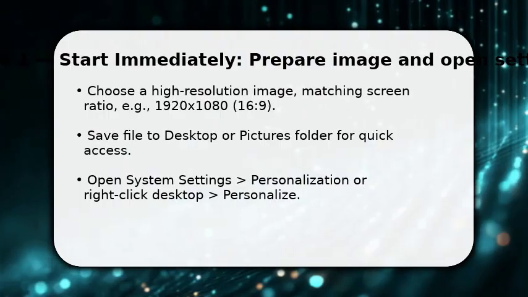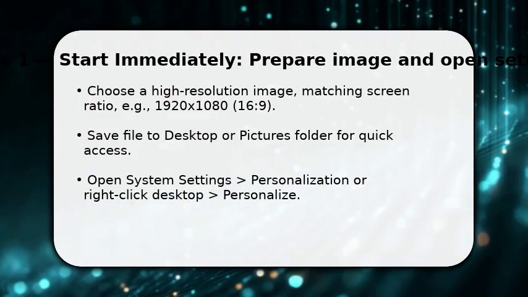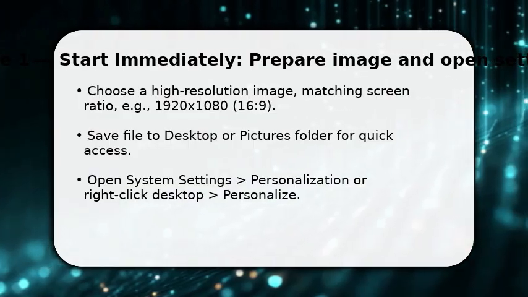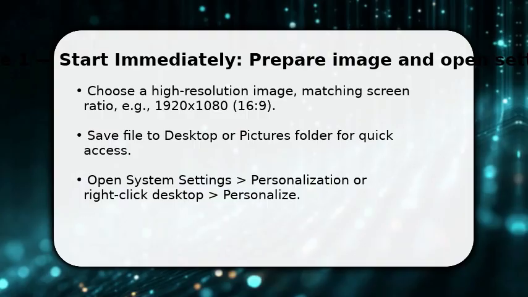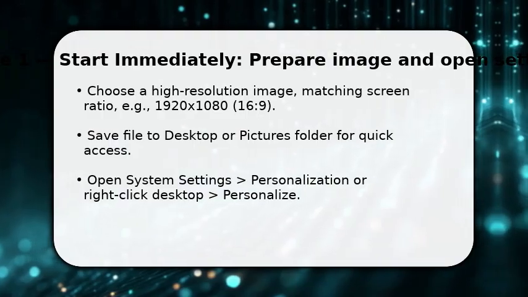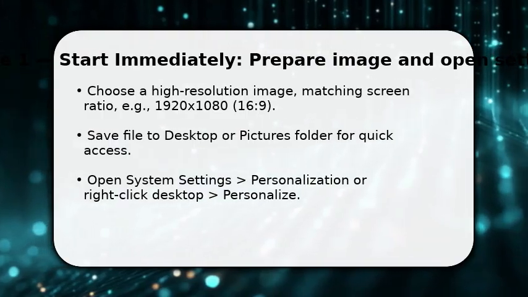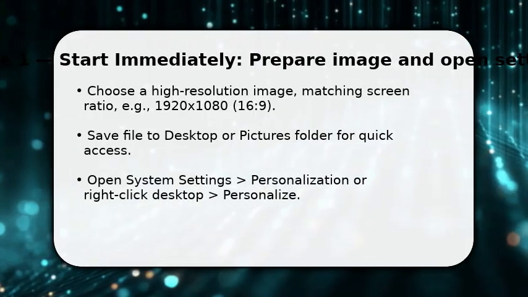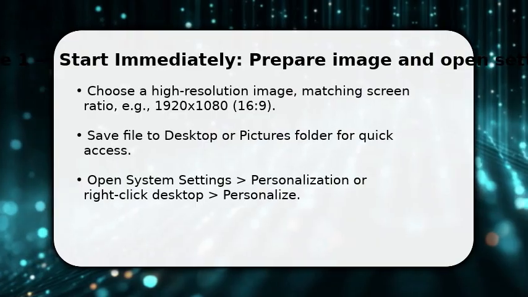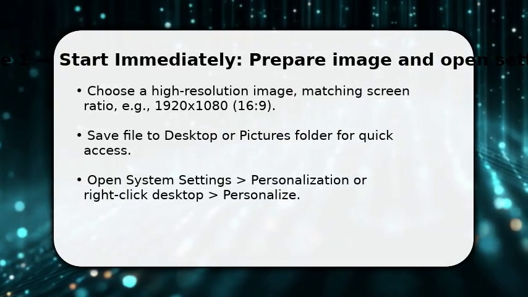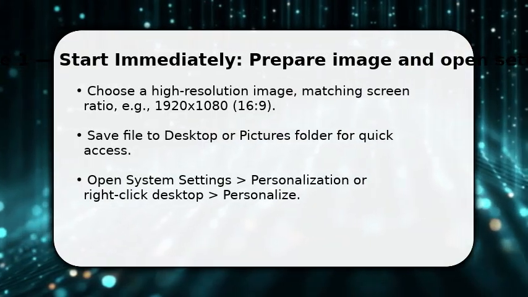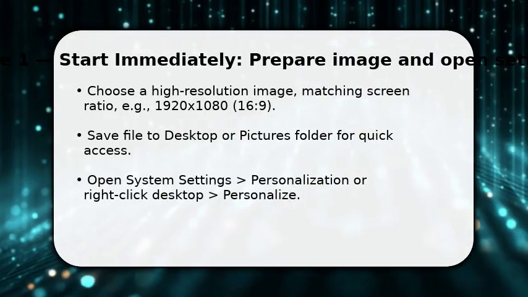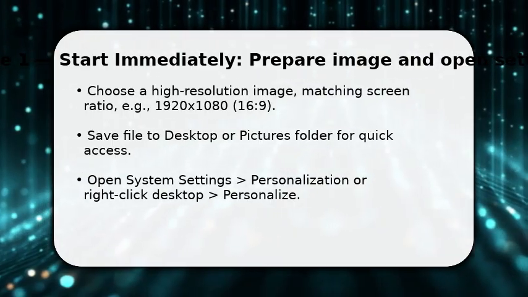You start now, pick the image you want and put it in desktop or pictures so you can find it instantly. Once located, right-click the desktop and select Personalize or open System Settings and go straight to Personalization. Make sure the file is a common format like JPG or PNG and note the resolution so it won't appear stretched. While in Settings, don't click around. Stay in Background or Wallpaper so the next steps flow without distraction.